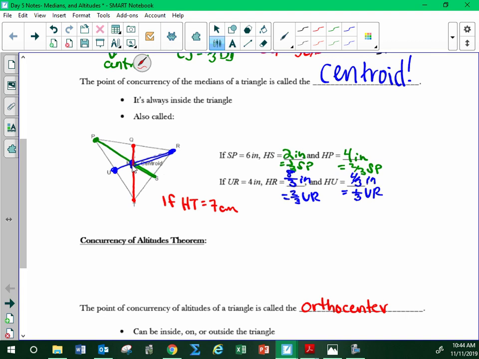All right, so if HT is 7 centimeters, then how much is HQ? Whole thing. Team, don't answer it. Don't do it, Team. Okay, so I want you to talk over this with your shoulder partner.